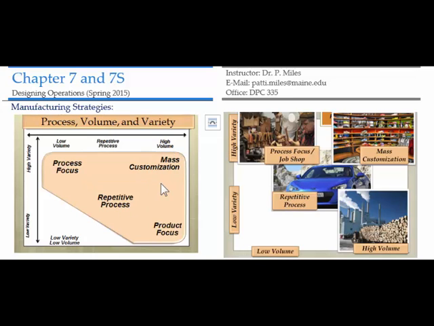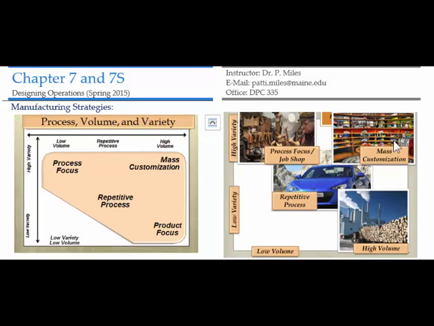Mass customization is where we've got the high volume and the high variety. I suspect probably mostly on the differentiation side of things, but again, they're not going to be total differentiators because they're going to have to make enough to make a profit. So that's kind of a basic review.